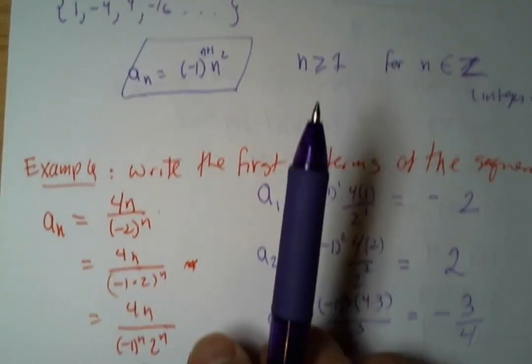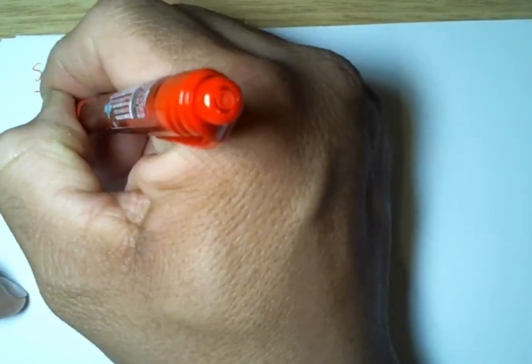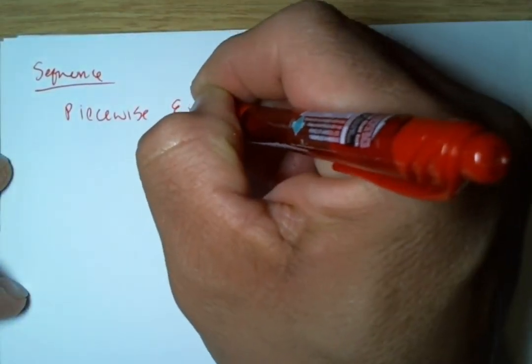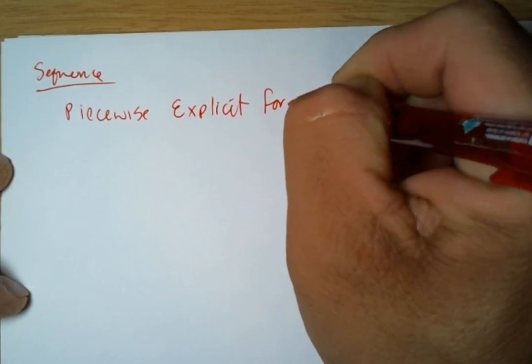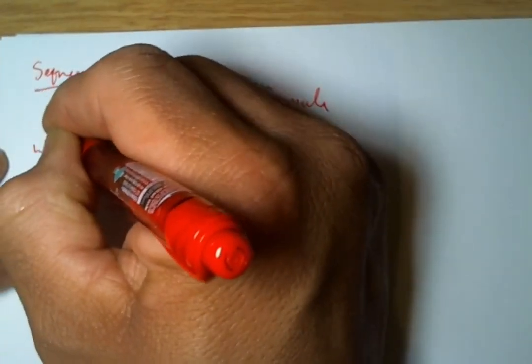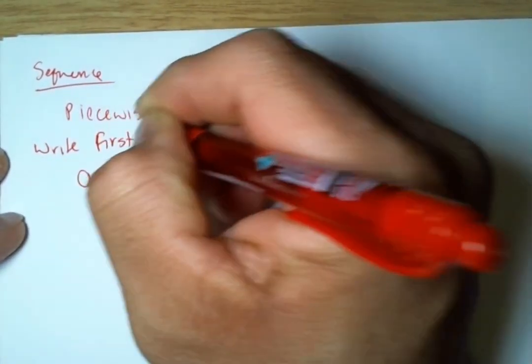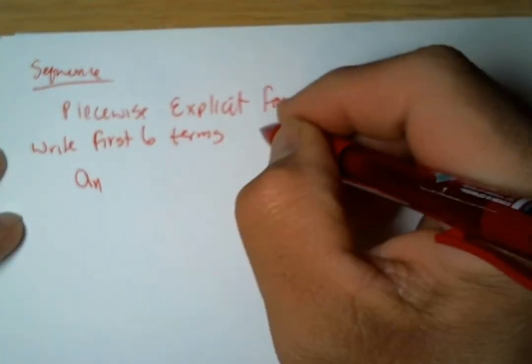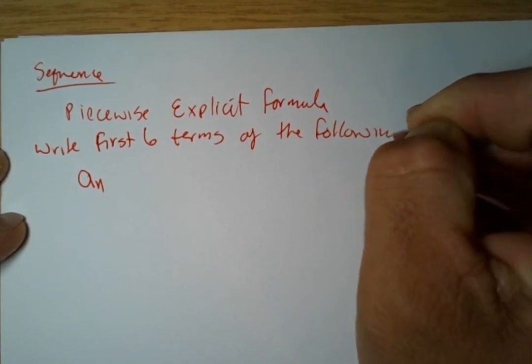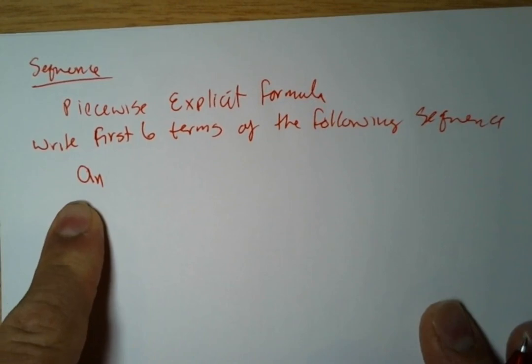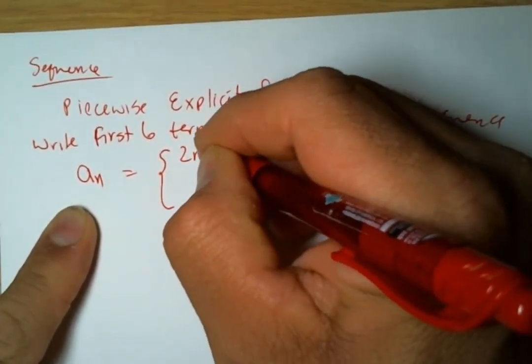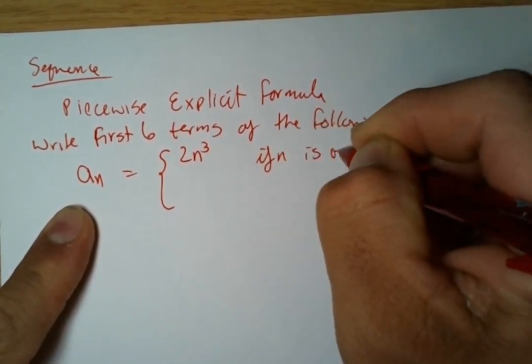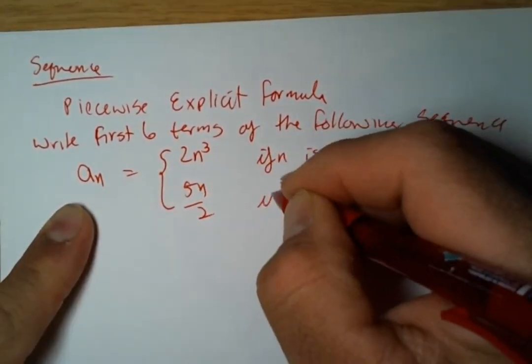Okay, now our second type of sequence that we're going to be looking at, the second one is what's called a piecewise explicit. So we have a sequence where we are given a piecewise explicit formula. All right, so let's say, for example, we want to write the first 6 terms of the following sequence. Okay, so we got a sub n, and here we'll have 2n cubed if n is odd, and 5n over 2 if n is even.